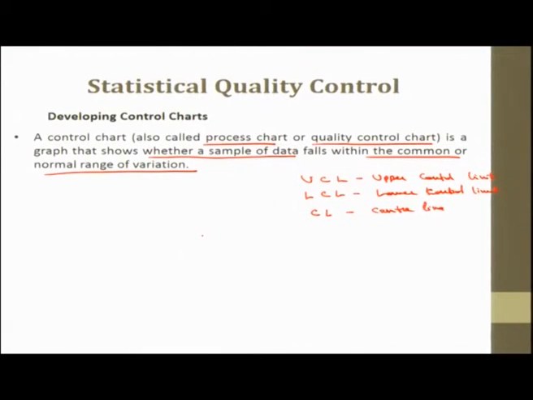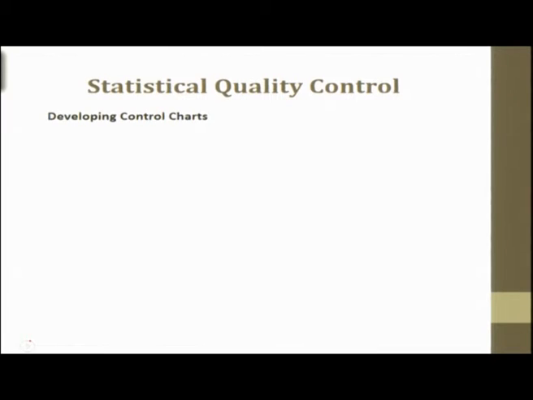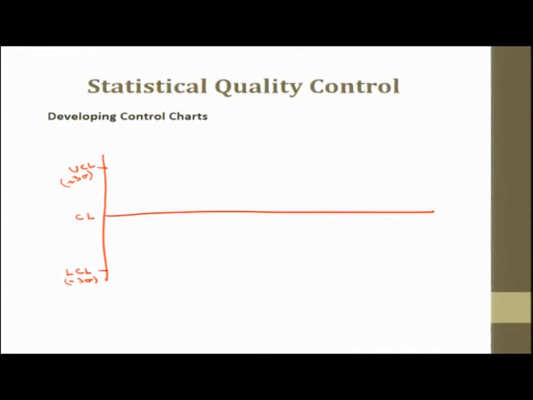We say that the process is out of control when the plotted data reveals that one or more samples fall outside the control limits. I would like to give you an illustration of how the control chart is plotted. This is the center line, and we have the upper control limit and the lower control limit. In general, I am not saying for sure, this can be plus 3 sigma and this can be minus 3 sigma. Specifically in the case of the X bar chart, this value is there.